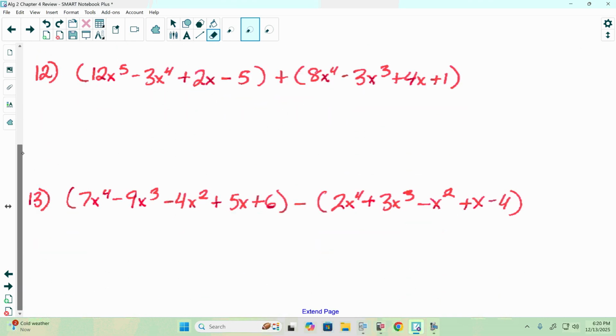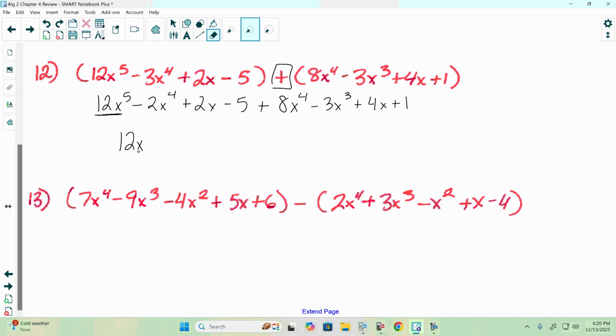12, we're doing the exact same thing, and it is also addition. So all we're going to have to do first is just drop the parentheses and then combine like terms. I always start with the variable with the biggest exponent, so 12x to the fifth, because there is no other x to the fifth terms. So there's nothing to combine with it. It stays 12x to the fifth.